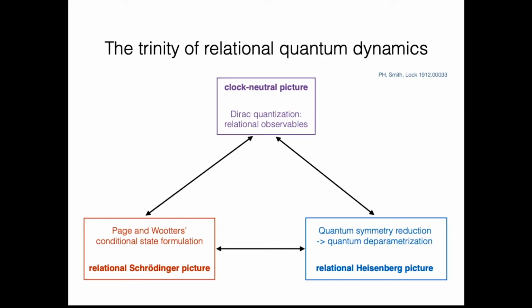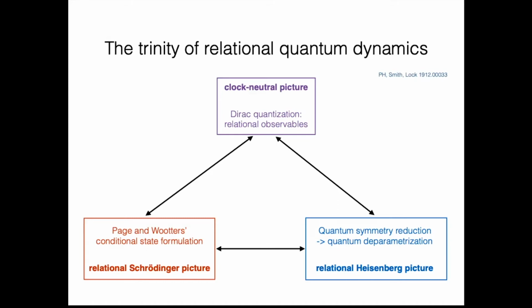There's the so-called relational observables that have been sort of pioneered by Carlo in Dirac quantization. Then there's the so-called Page-Wootters formulation. It's a conditional state formulation. And then there exists also another formulation that is a bit related to deparametrizations, something like reduced phase-space quantizations. And using these quantum reduction maps, we could show that they're actually all equivalent. So that's maybe something surprising from the previous literature, because they were thought to be different approaches.